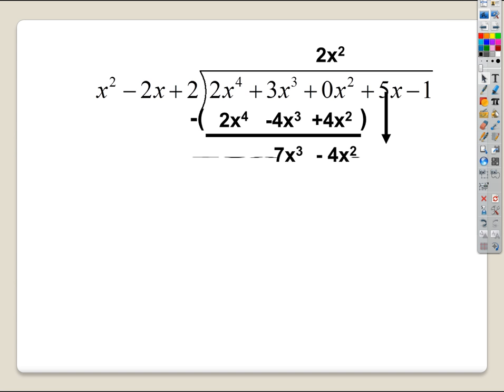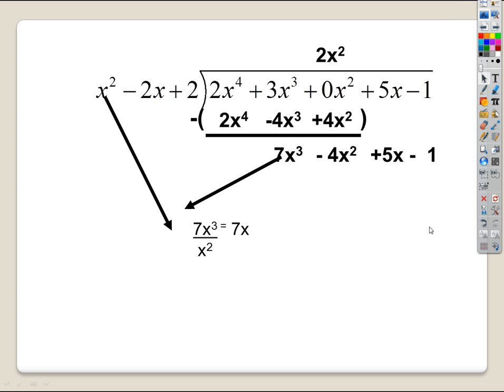Divide again. We go leading term outside, divide into leading term inside. There's two ways to think about this. You can say to yourself, what is 7x cubed divided by x squared? You can get the answer that way. The way I tend to do it, I always just ask myself, x squared times what is 7x cubed? To me, that's just easier to think of. But either way, it doesn't matter.